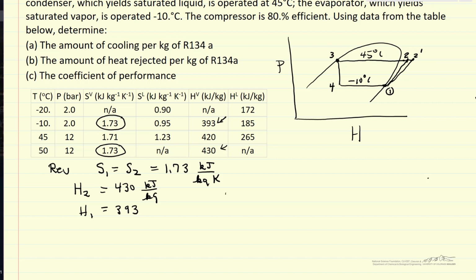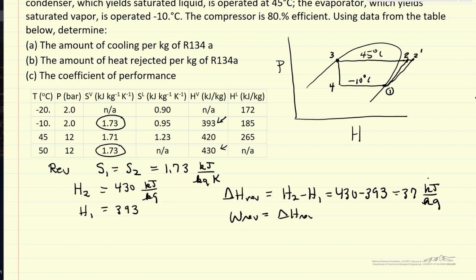And so we can calculate delta H then for the reversible compressor, and that's H2 minus H1, so that's 430 minus 393, and that's 37 kilojoules per kilogram. So remember, this is reversible. The delta H is equal to the work. So the work reversible is delta H reversible because it's adiabatic. So we know the work we have to add for the reversible case.